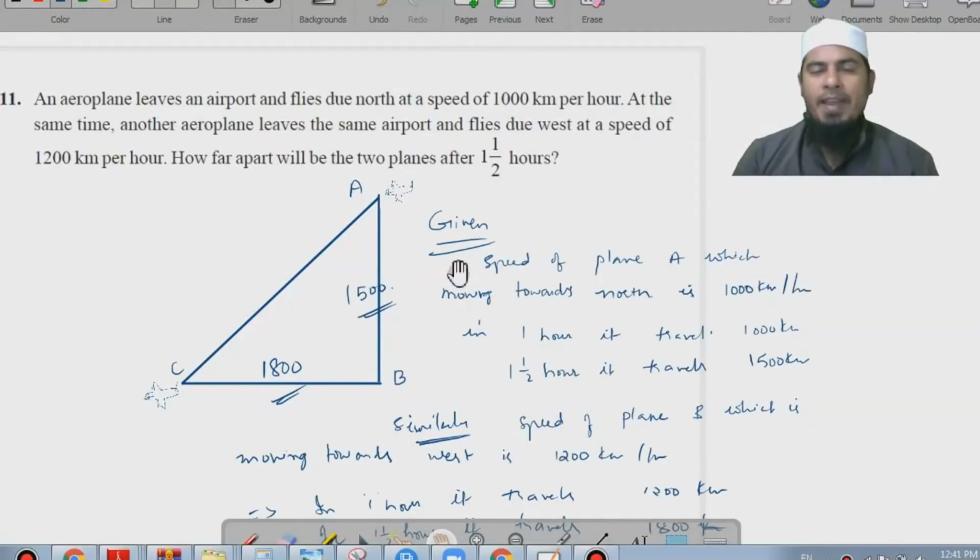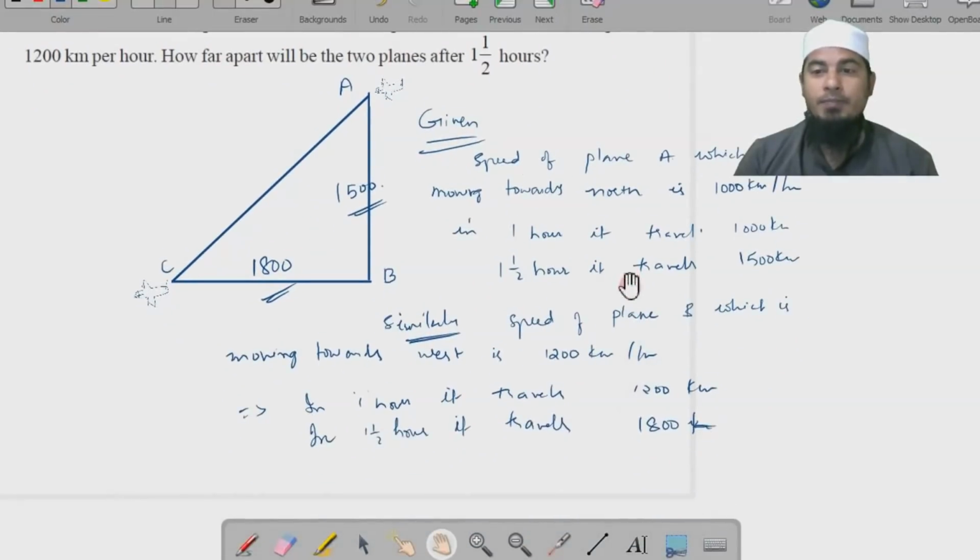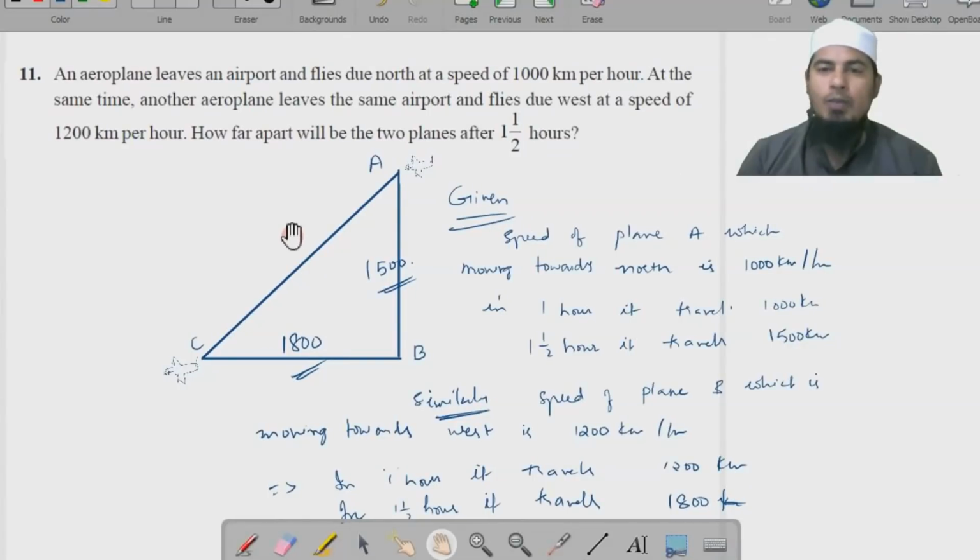The speed of the plane which is moving towards the north is 1000 km per hour, but in 1 hour it can travel 1000 km. So in 1.5, means 1 hour 30 minutes, it will travel how much? So we'll get 1500 kilometers. Similarly, a plane which is moving towards west is moving at the speed of 1200 km per hour. So in 1 hour it can travel 1200 kilometers, in 1 1/2 hours, it can travel 1800 kilometers. So these are the distances traveled by the airplanes in this 1 1/2 hours.